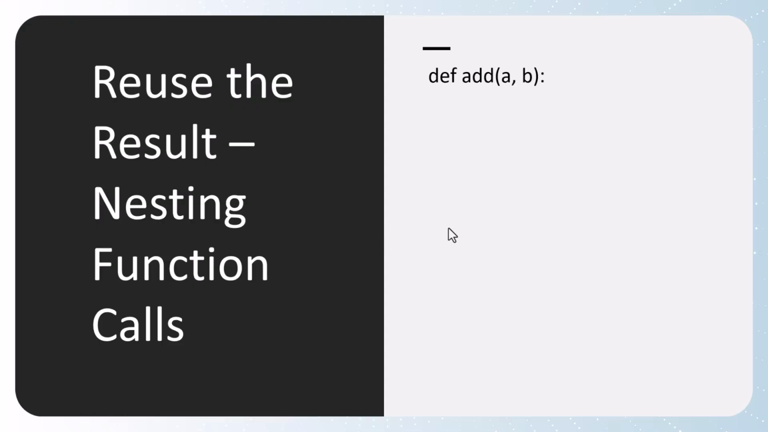Then we have reuse the result. Another way of reusing the result is nesting function calls. So we have an addition function which returns the sum of two numbers, and then another function, double n, which returns n multiplied by 2. If n is 5, 5 multiplied by 2 is 10.